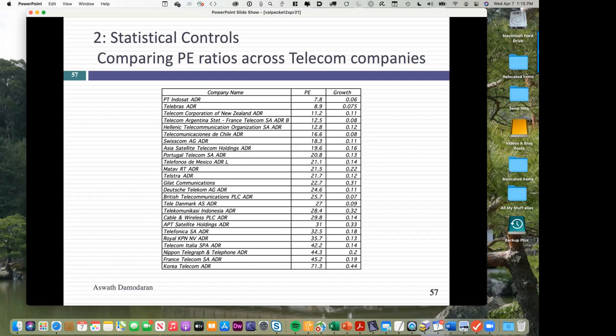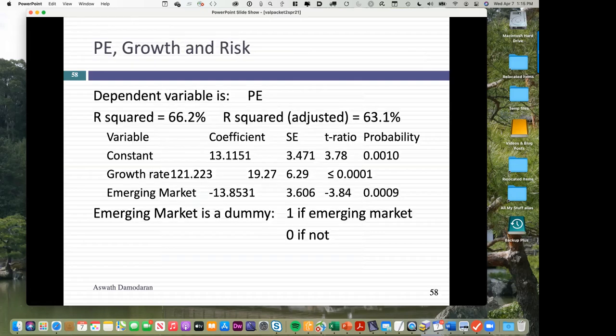Already you can see why if all you have are storytelling and subjective judgments, you're going to get locked into a corner. So here's what I did. I did open my statistics textbook to the chapter on multiple regressions. Remember those? You have a dependent variable and you have independent variables. The dependent variable that I'm trying to explain is the PE ratio across telecom companies. And the two independent variables I'm worried about are differences in growth and the fact that some of my companies are emerging market companies and others are developed market companies.